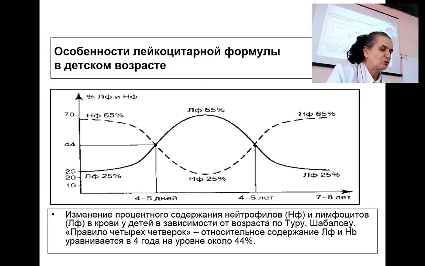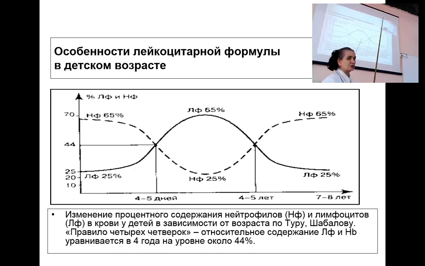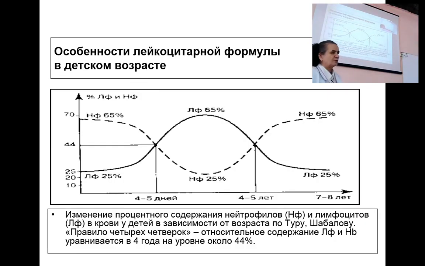It is important to note that childhood leukocyte formulas exhibit significant differences when compared to those of adults, particularly with regard to the proportional representation of neutrophils and lymphocytes. These variations highlight the dynamic and evolving nature of the immune system across different developmental stages.